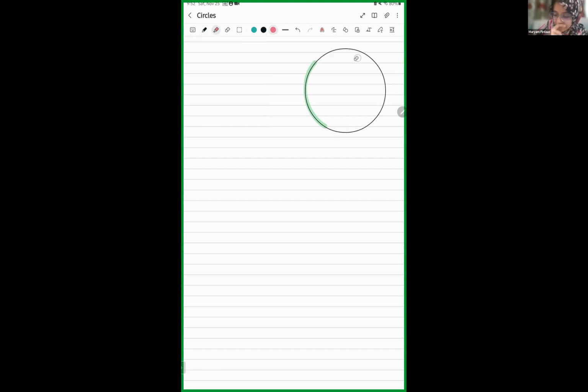So if I say this point is A, this point is B, and if I say angle subtended by arc AB, now there's no chord over here. There's no chord in the picture. There's only an arc. So angle subtended by the arc AB at the center is going to be this angle over here.